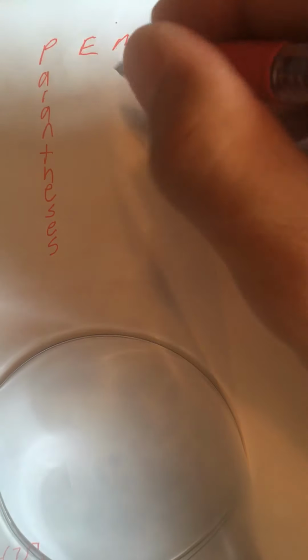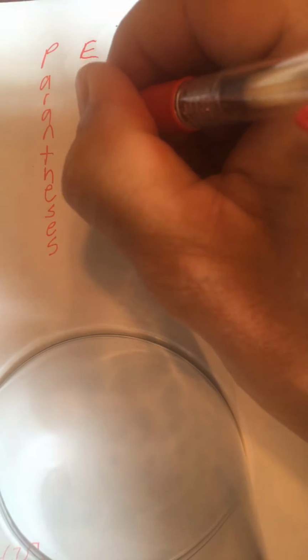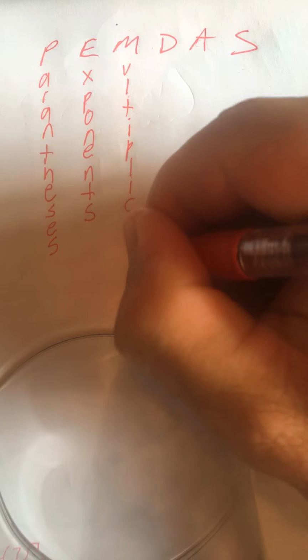But we really know the P stands for parentheses. The E stands for exponents. The M stands for multiplication. The D stands for division. A stands for addition. S stands for subtraction.